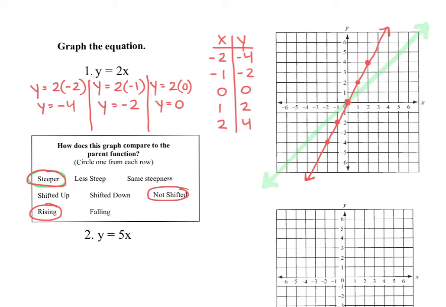When we talk about whether a line rises or falls, we are following the line from left to right, just like we read a book on a page. So notice the parent function, if we start from the left and move to the right, we see that that line points up. So we would say it's rising. As we look at the line we just graphed, y equals 2x, and we start from the left and move to the right, we see it also points up and therefore is also rising. So this line rises. All right, let's move on to the next one.